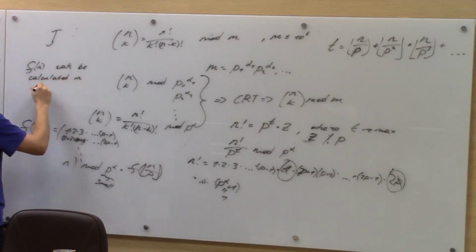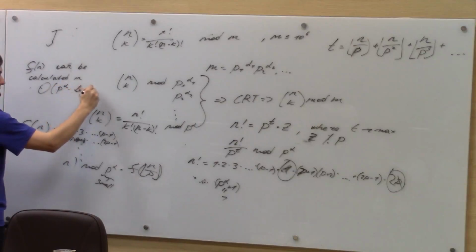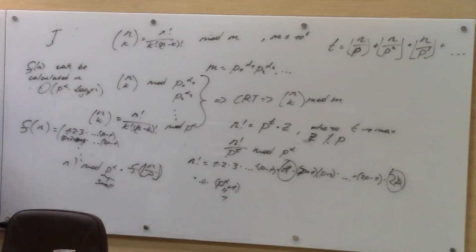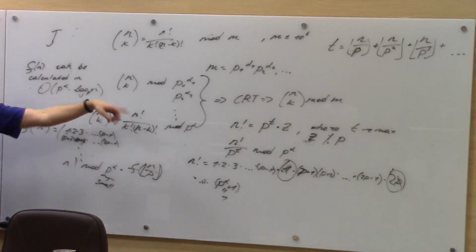in big O of p to the power of alpha times log n base p, which is small enough, right? So we have 1 million, so this is at most 1 million times log, good enough. So if this is 1 million, then this is probably small, and so on. Okay, so now we can represent n factorial as p to the t times z.